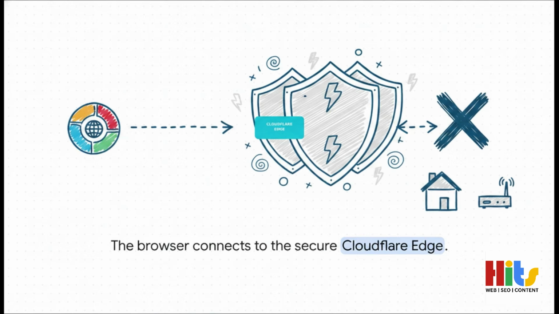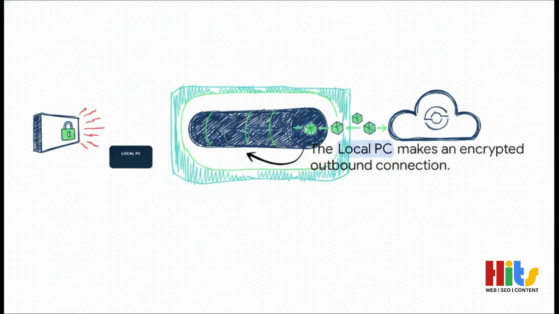But here is where the zero-trust approach completely flips the script. Instead of hitting your home or office router directly, that browser request securely hits the Cloudflare Edge network first. Cloudflare acts like a giant shield here. It absorbs the initial traffic, handles the SSL certificates, and ensures the request is actually valid before it gets anywhere near your physical hardware. And this brilliantly illustrates our secret tunnel concept.